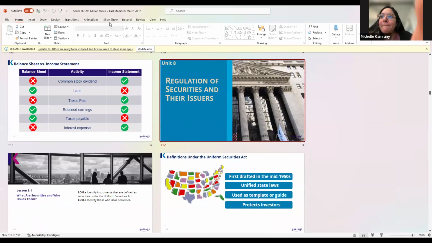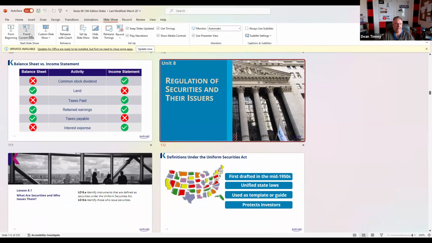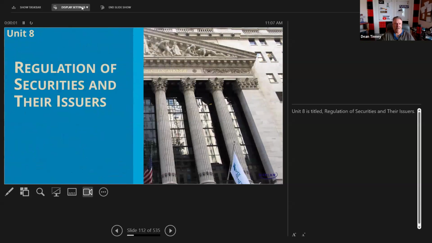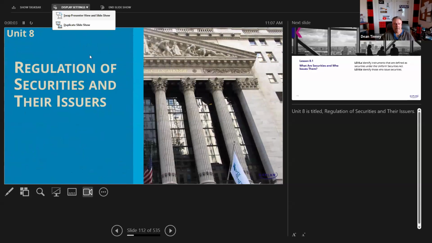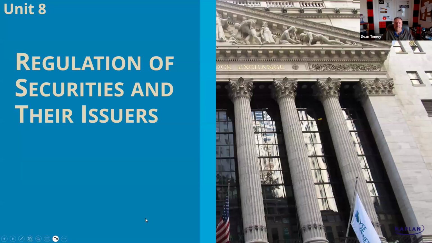So here's what I make. Can you see my screen? Mhm. In fact, I'll just do it on the fly. And what I'm saying here is that this says registration of securities and their issuers. And really what this is about is registration of securities and the issuer.